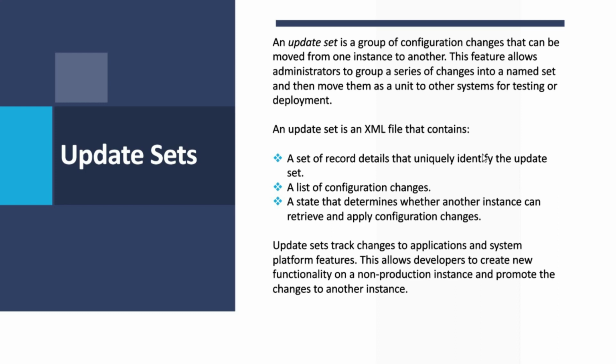Okay, an update set is an XML file that contains a set of record details, a list of configuration changes, and determines whether another instance can retrieve and apply configuration changes. Update sets track changes to application and system platform features. So this allows developers to create new functionality on a non-production instance and promote the changes to another instance.